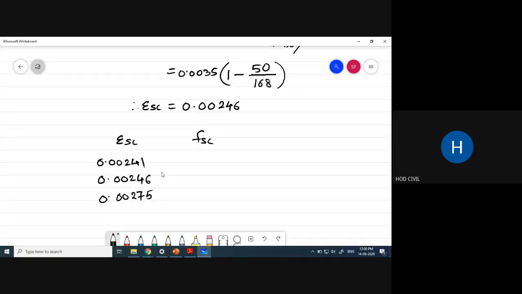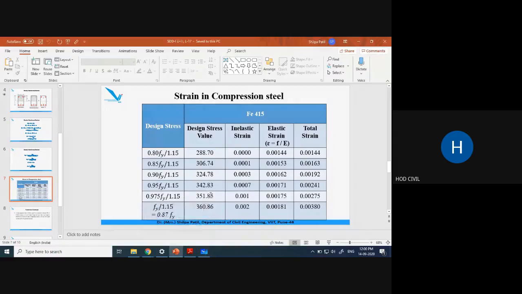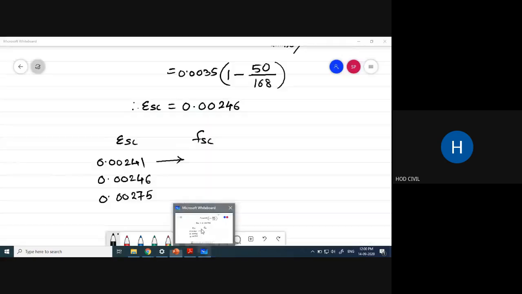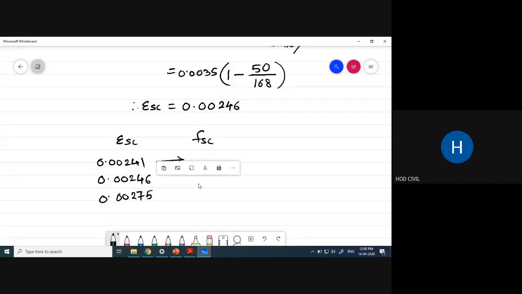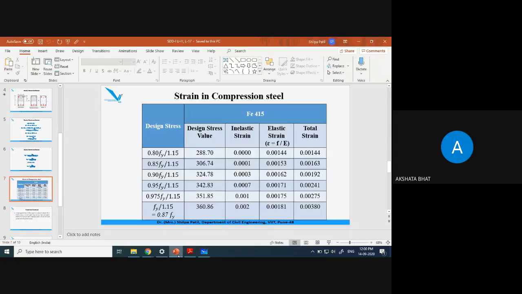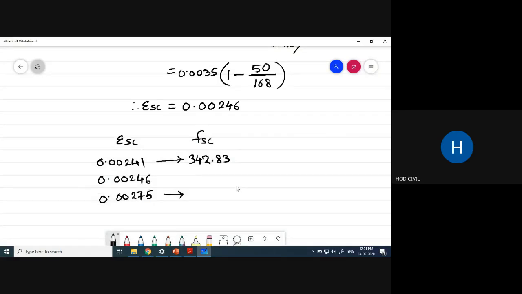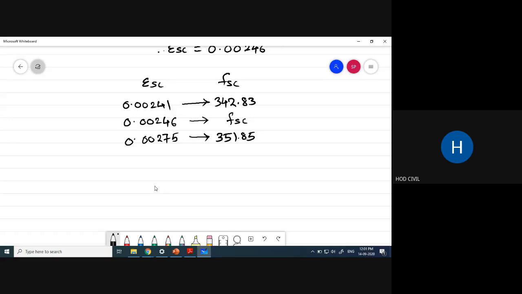Corresponding to this, let me check the FSC value, 342.83. So this is 342.83, and this value also, 351.85. Yes, it is 351.85. To find out this value, FSC, quickly do the interpolation and tell me what FSC value you are getting.